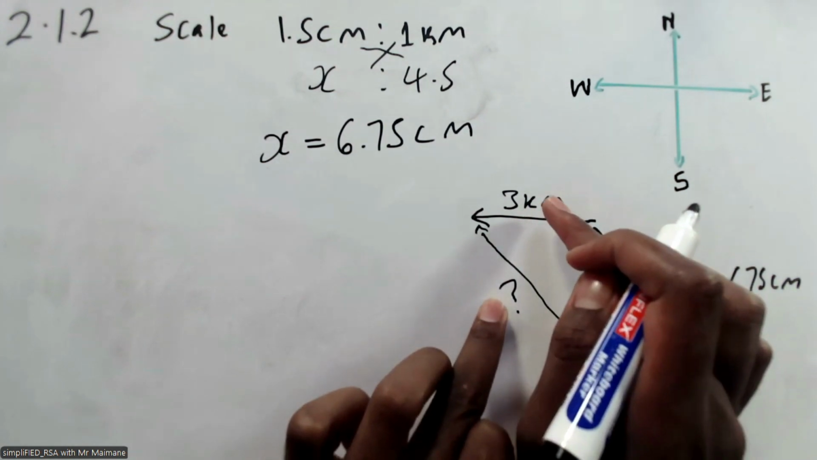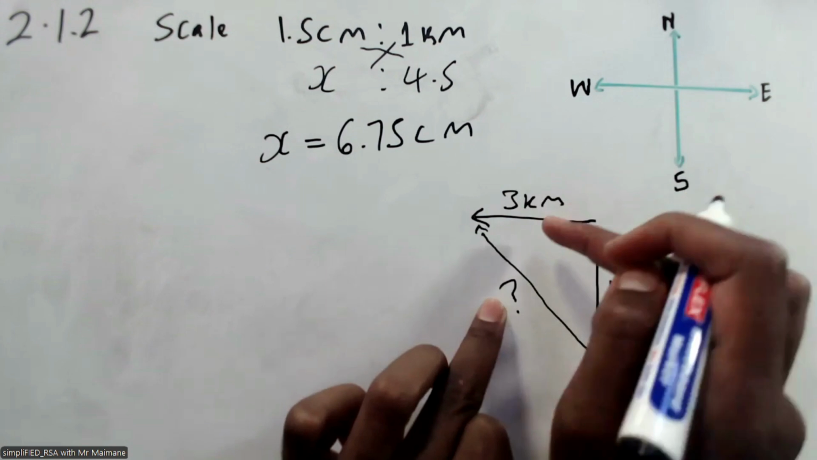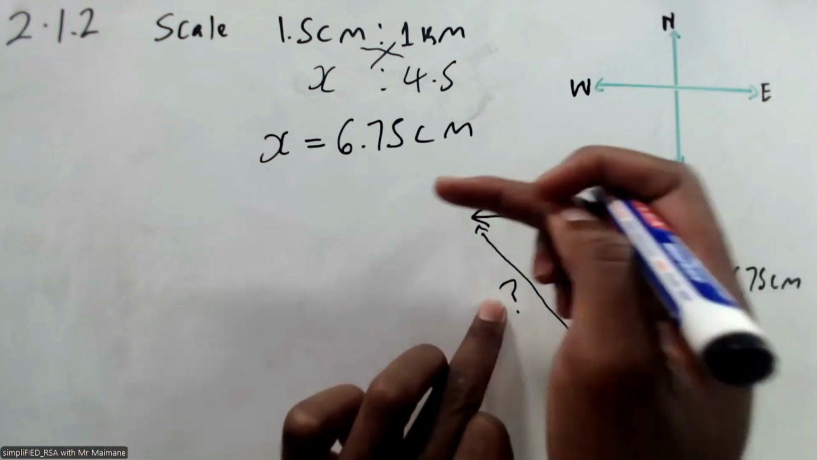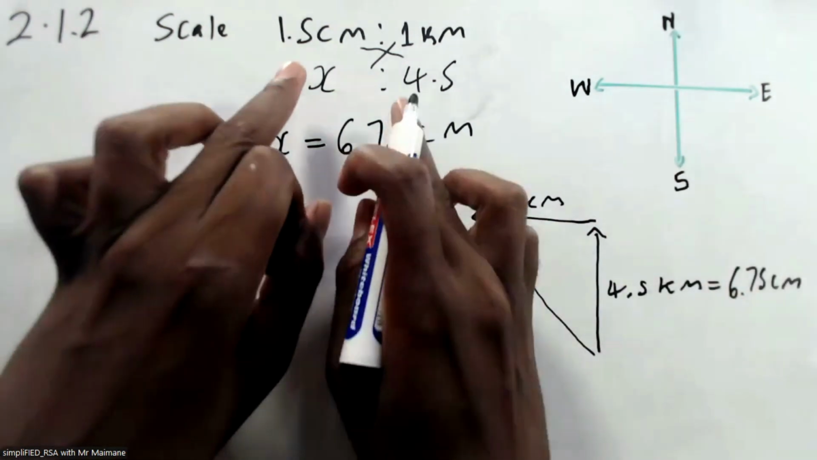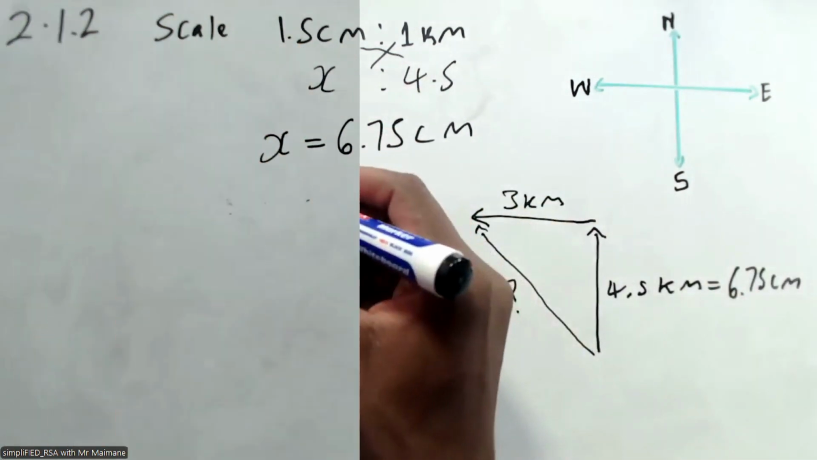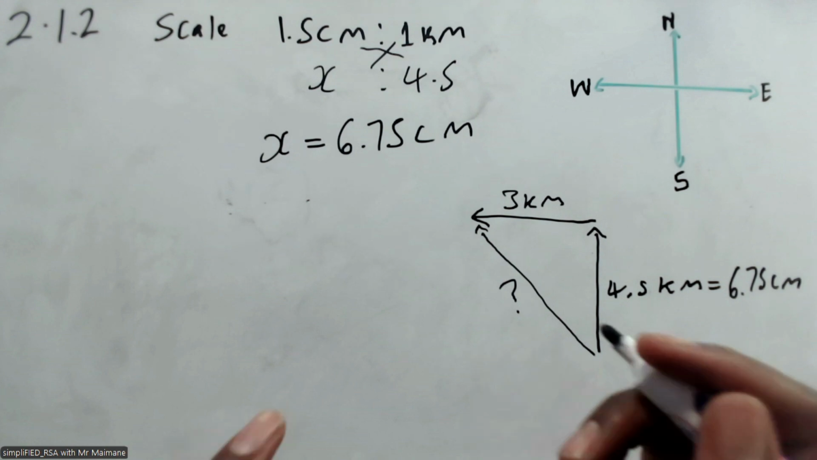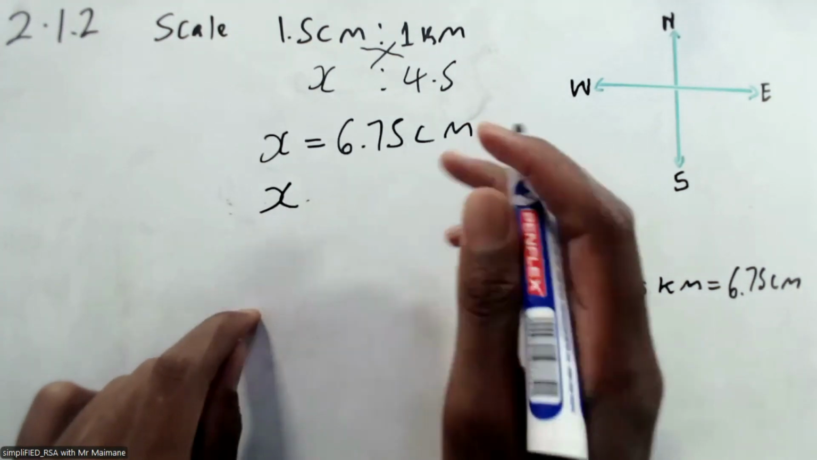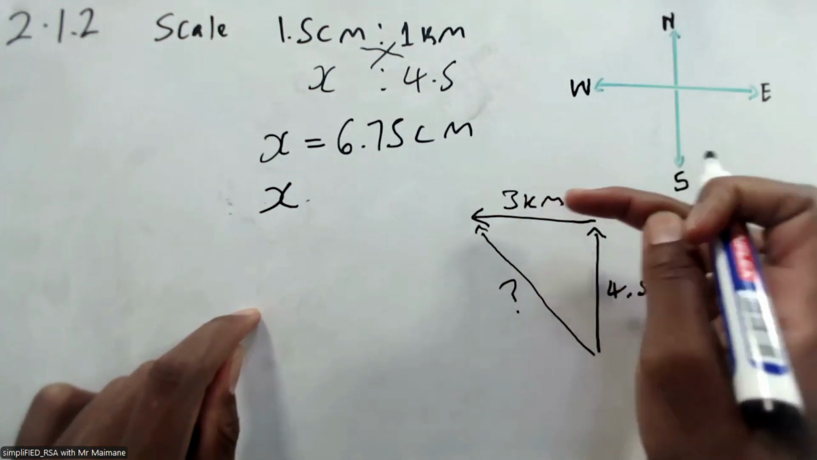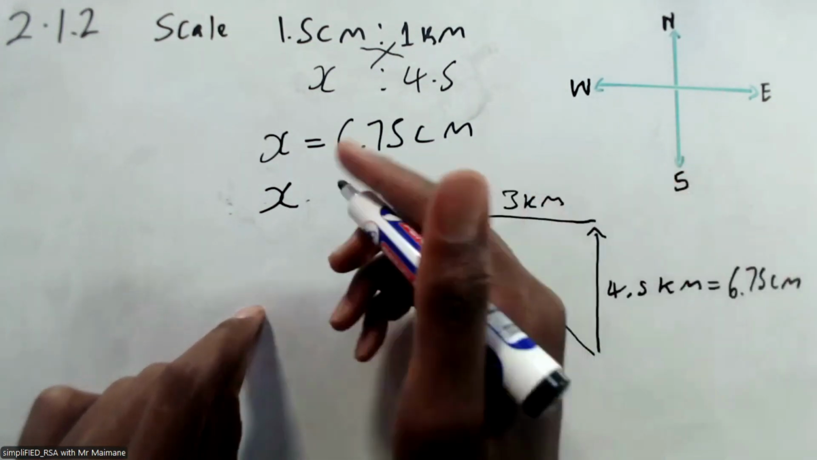Now he then went 3 kilometers west. From north, he went 3 kilometers west. Now, I also have to ask myself again, what is the centimeters scale for 3 kilometers?